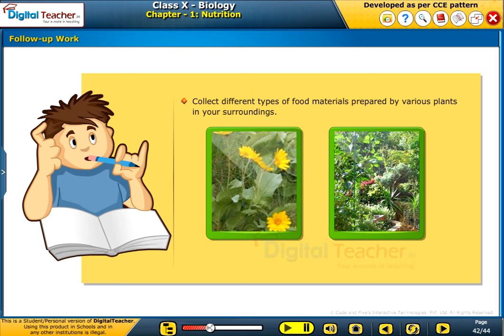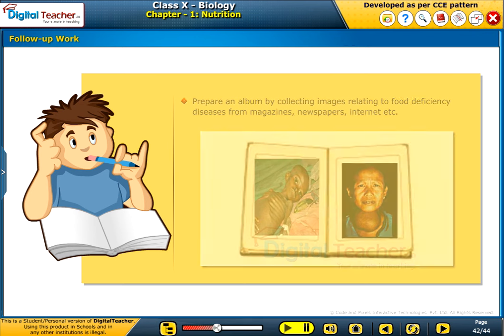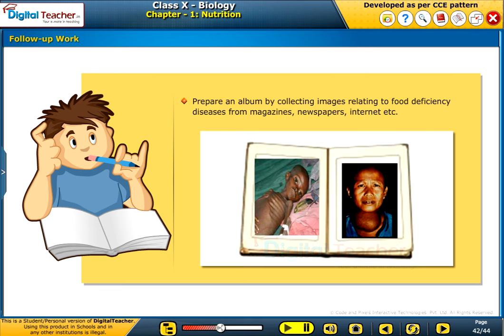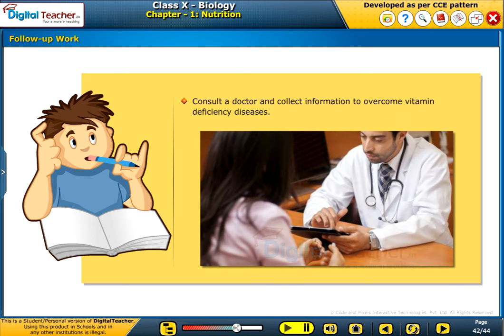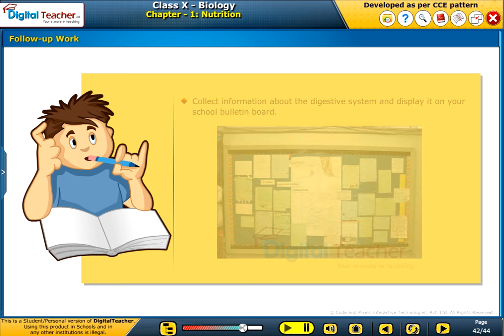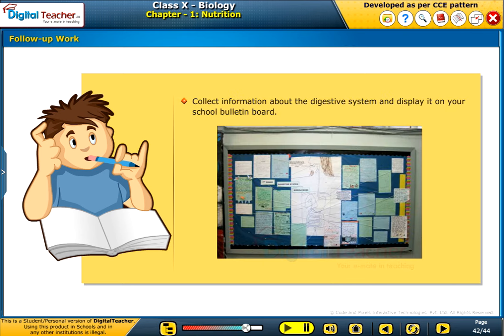Collect different types of food materials prepared by various plants in your surroundings. Prepare an album by collecting images relating to food deficiency diseases from magazines, newspapers, internet, etc. Consult a doctor and collect information to overcome vitamin deficiency diseases. Collect information about the digestive system and display it on your school bulletin board.